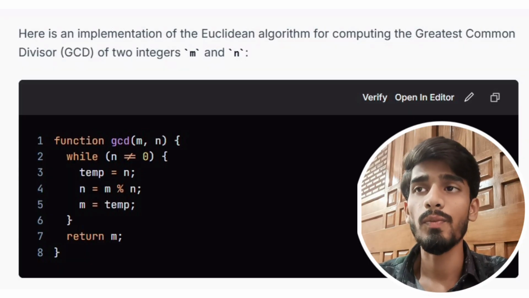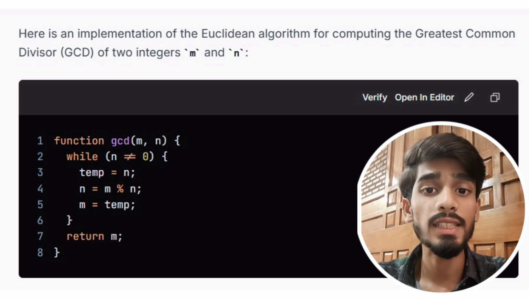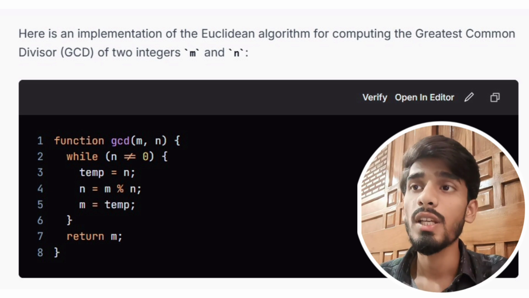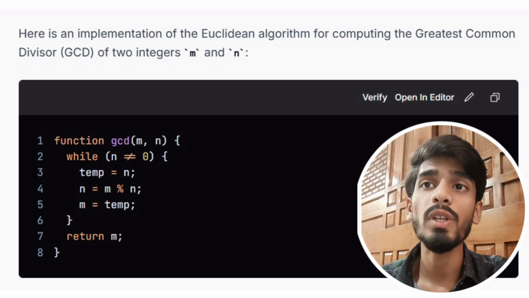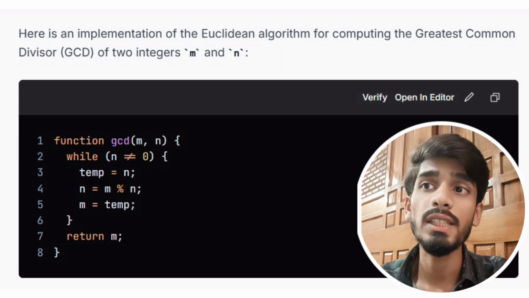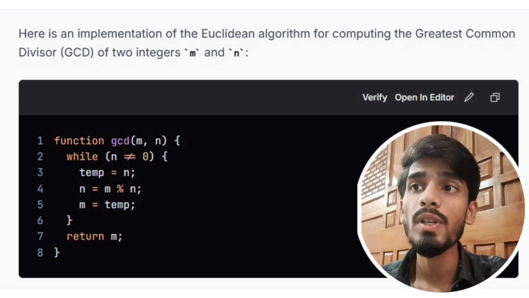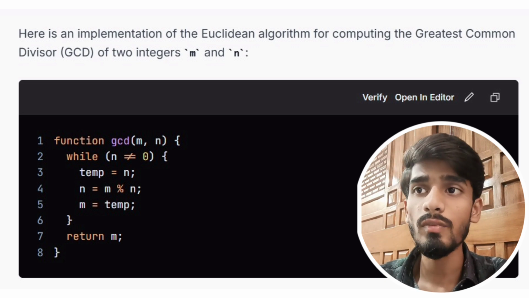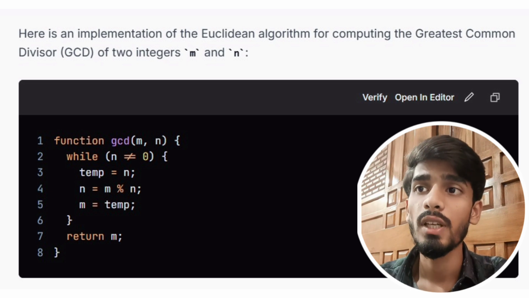Next, we are going to discuss Euclidean algorithm for GCD of m comma n. Now let us see an implementation of Euclidean algorithm for computing the greatest common divisor of two integers m and n. In this, we have a function GCD which has arguments m and n, and in this we have a while loop whose condition is n not equal to 0, and at the last we return m.